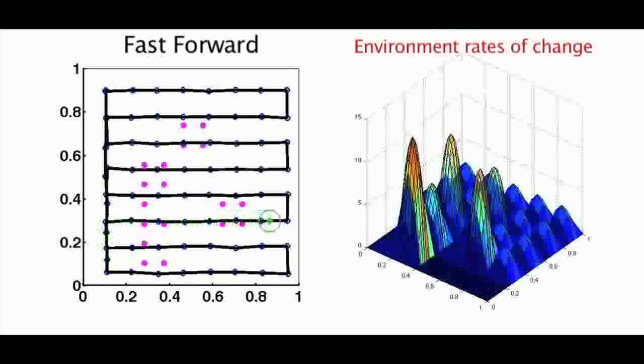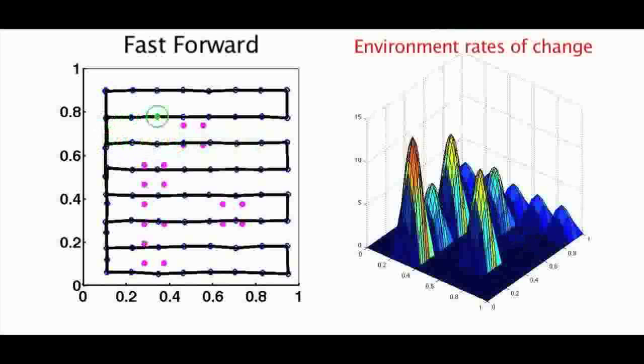On the right, you see the rates at which the environment changes, and as the robot travels its path and samples the environment, its estimates of these rates converge to the true values.